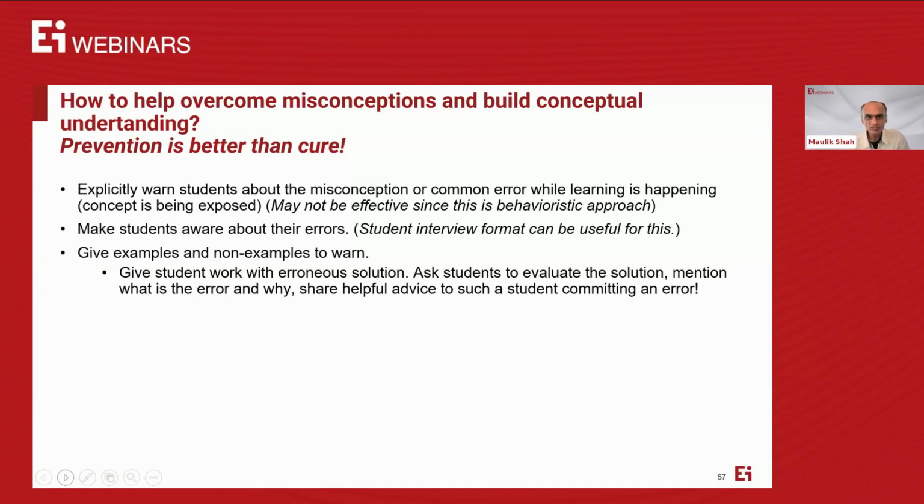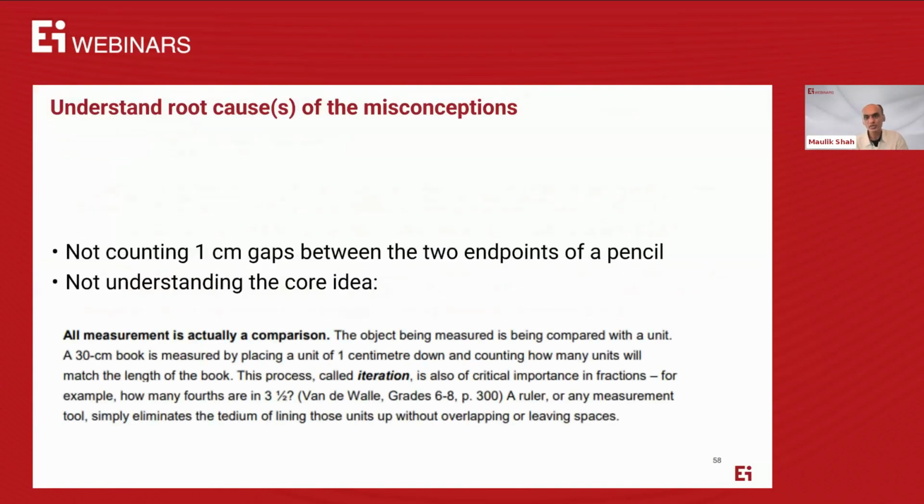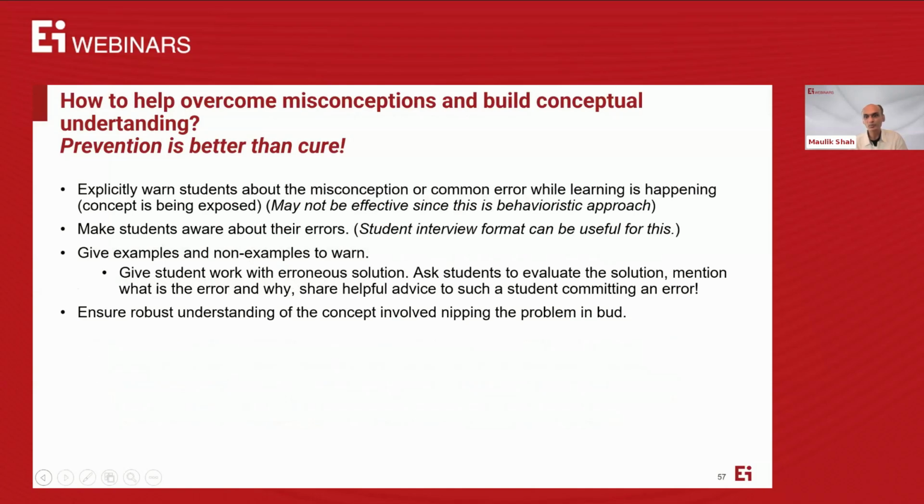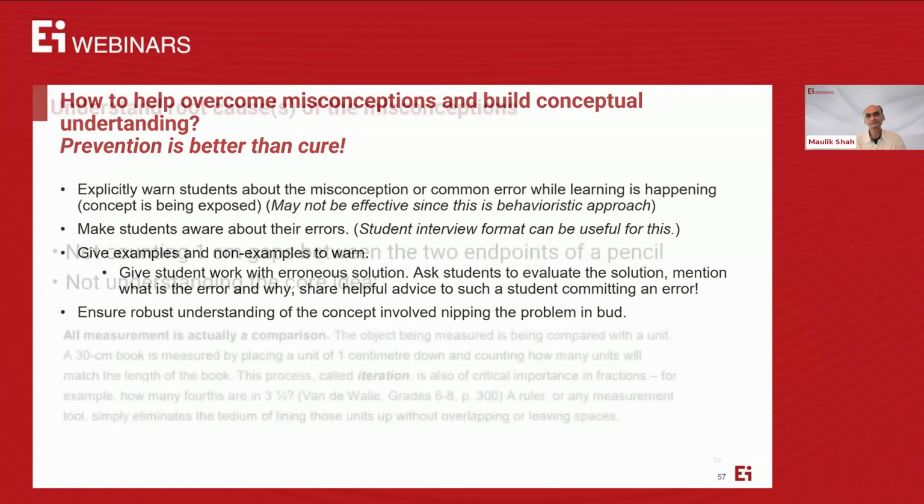Explicitly warning students about these misconceptions may not be an effective strategy. Make students aware of their errors. How? Engaging them in productive struggle with questions like this and doing an interview. Ask them to justify their answer, share a rationale. Another strategy could be giving examples and non-examples. Most importantly, we should try and understand how we can nip the problem in the bud. That is, when we expose students to the concept itself, how we can expose them in a way that those misconceptions do not arise. Yes, next one.